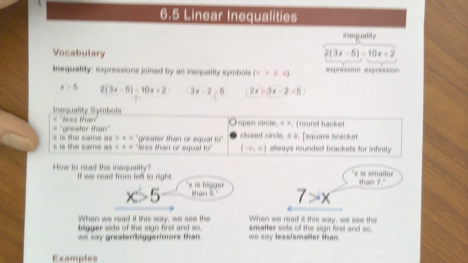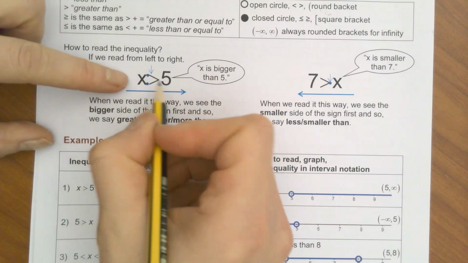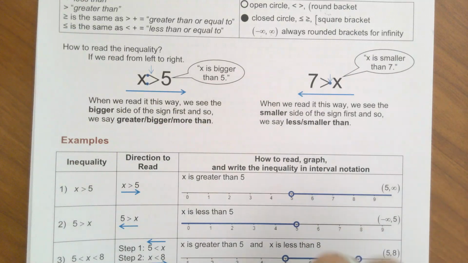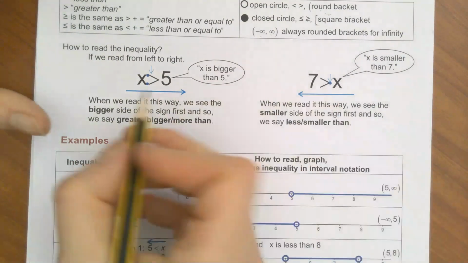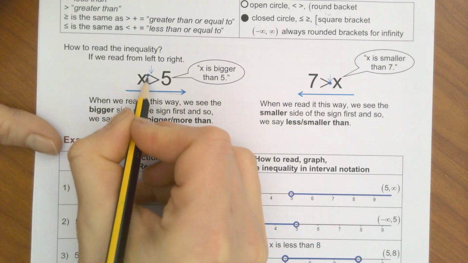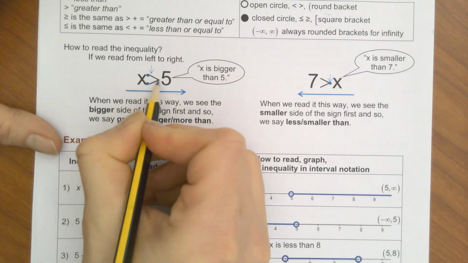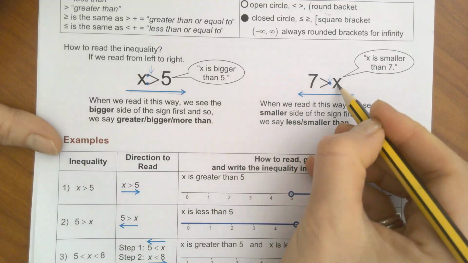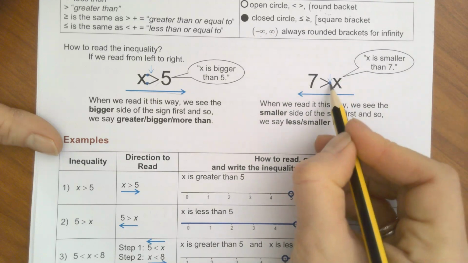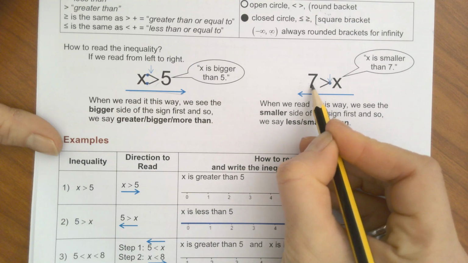Okay, so how to read inequalities. We always read from the letter to the number. We don't always have to, but for this book it makes it easier if you read from the letter to the number. So here's x, I'm going this way, and when I travel this way I touch the big side of this inequality. So because I touch the big side, this is x is bigger than 5. Okay, here's my letter, here's my number, my variable. When I go from the variable to the number, I hit the small side first, so this says x is smaller than 7. Okay, you have to know this.